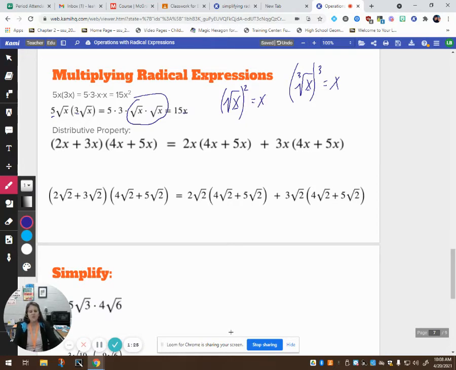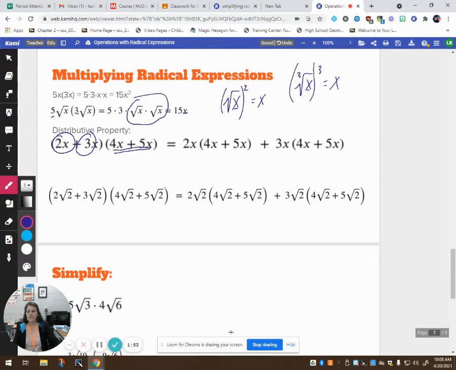Okay, so we also have talked about the distributive property in math. If we have 2x plus 3x and we multiply that by 4x plus 5x, what that's saying is this first term is getting multiplied by everything in this set of parentheses, and this second term is getting multiplied by everything in this set of parentheses. So we can rewrite it as 2x times 4x plus 5, plus 3x is being times by 4x plus 5.